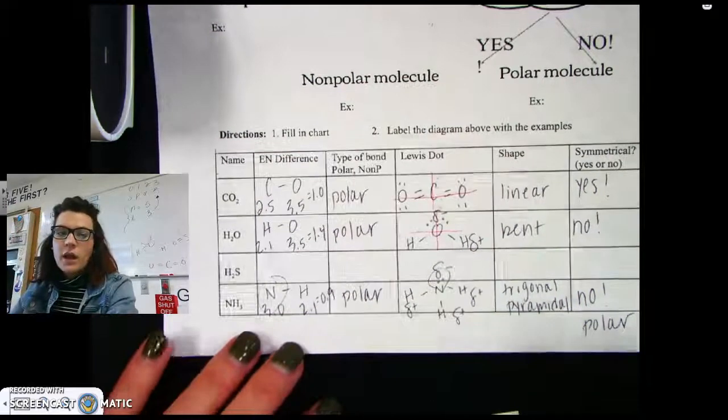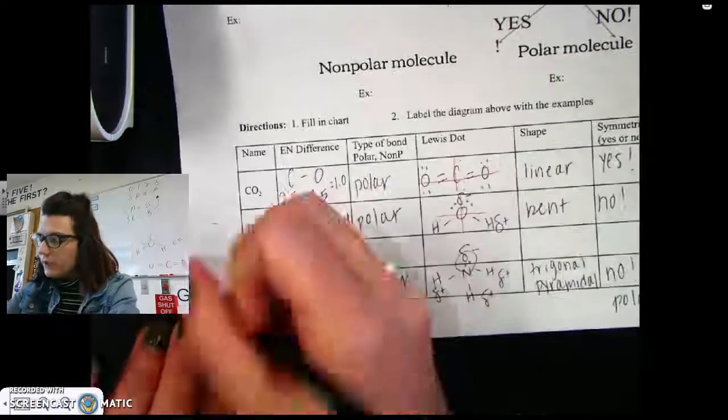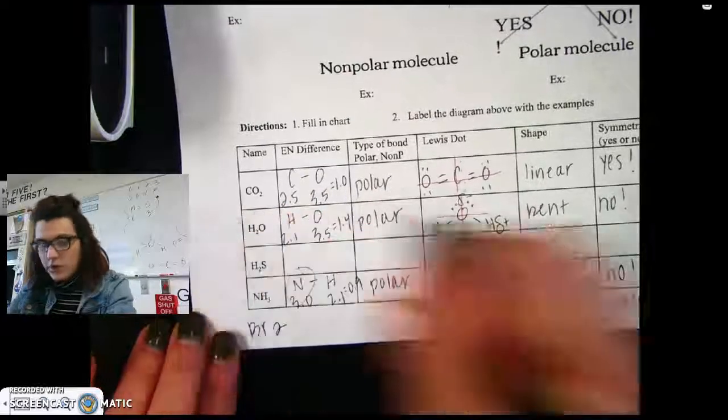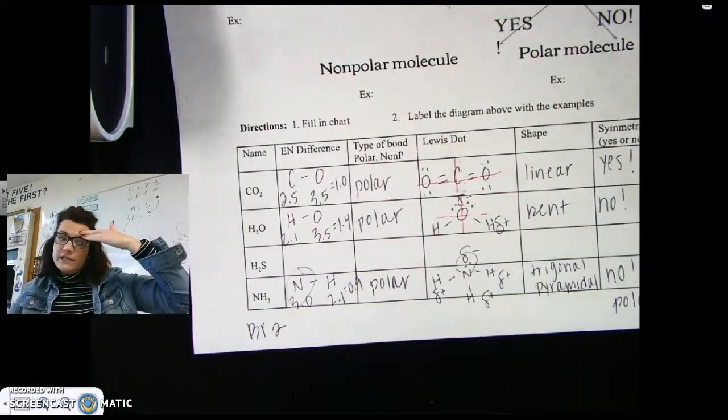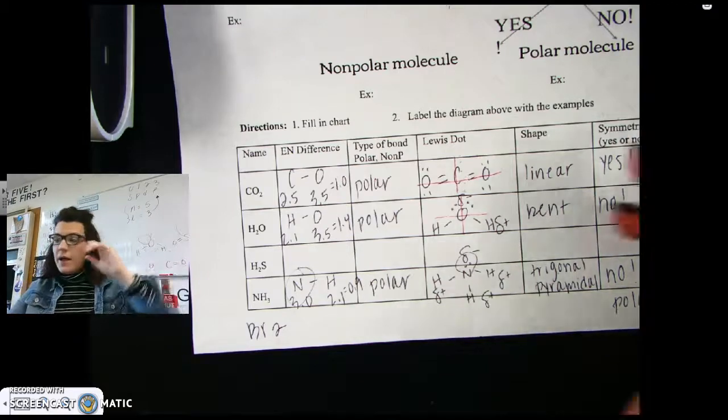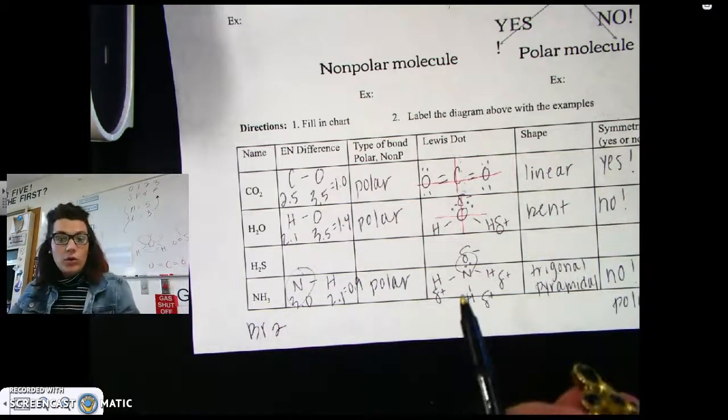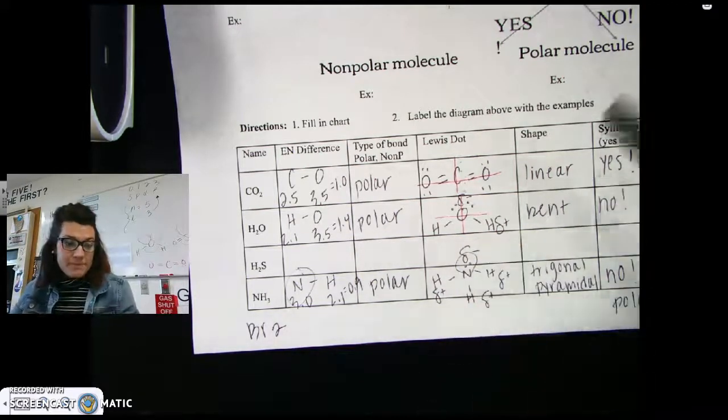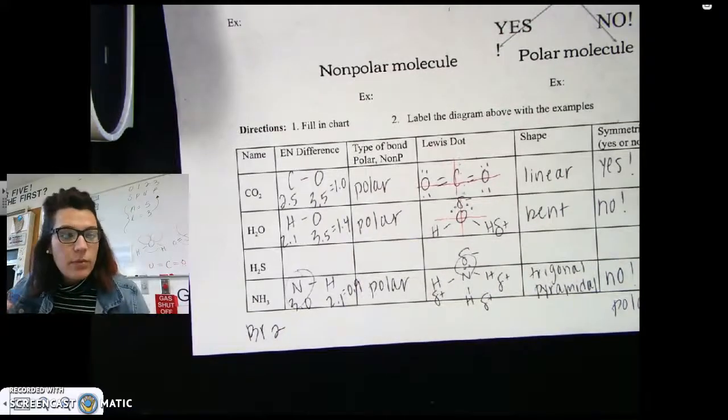I'm going to do one more. If you were to do something like Br2, I hope in your head you're thinking that this is going to be a nonpolar molecule because the bonds are nonpolar. And your answer to that would be yes. So that's it with polar versus nonpolar molecules.